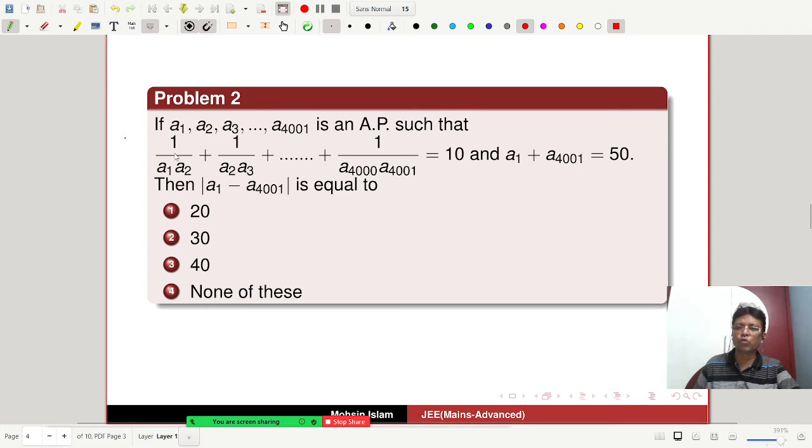So what I will do, I will take that A1, A2 all are in AP. So I must write A2 minus A1 equals A3 minus A2, etc. That must be equal to the common difference if you take all. So that must be equal to D. So I will use this, and let me write this one.